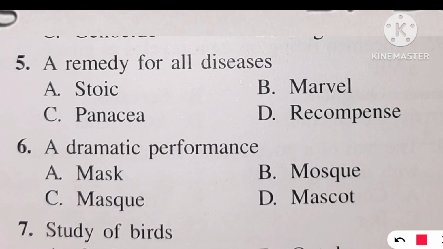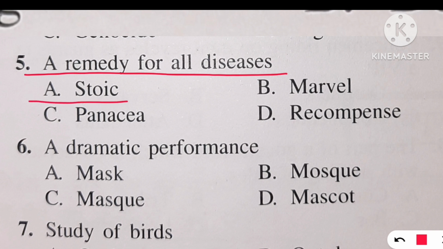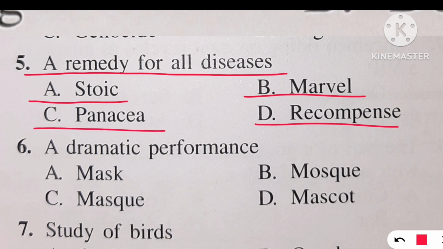Question number 5. A remedy for all diseases. Option A, stoic, option B, marvel, option C, panacea, option D, recompense. The right answer is option C, panacea. A remedy for all diseases is panacea.